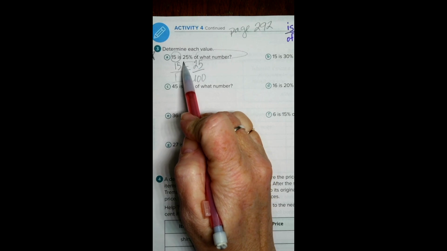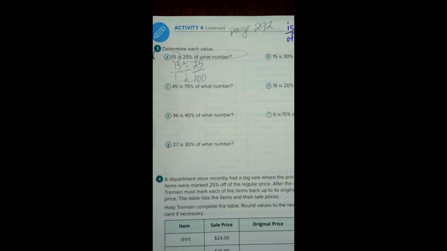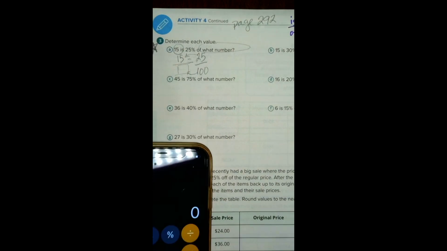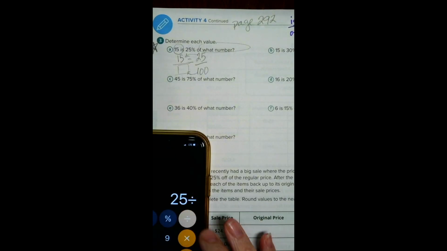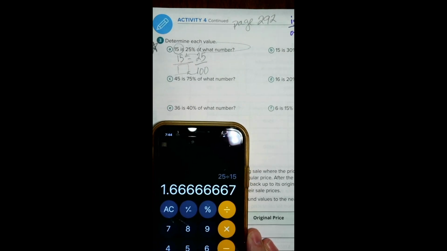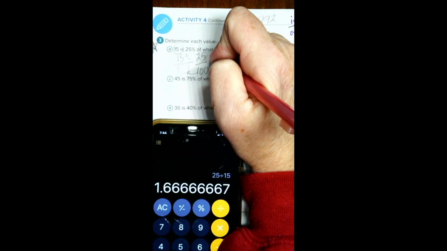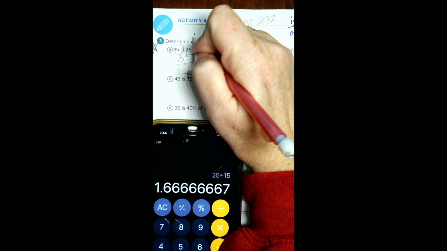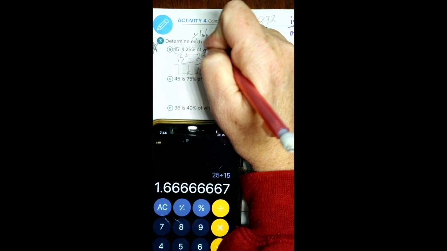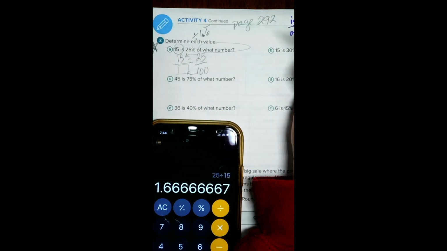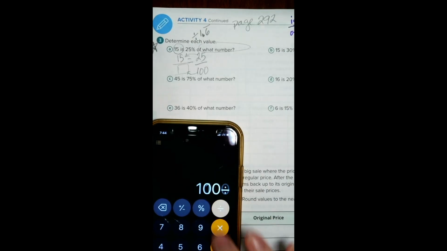So then we need to figure out, we've got to go this way. So how do you go from 25 to 15? What are you dividing by to get there? If you're not really sure, we can do 25 divide by 15, and you're going to get 1.6 repeating. So you're dividing by 1.6 repeating. So we're going to do that with the 100. So 100 divided by 1.6 repeating, and I get 60.